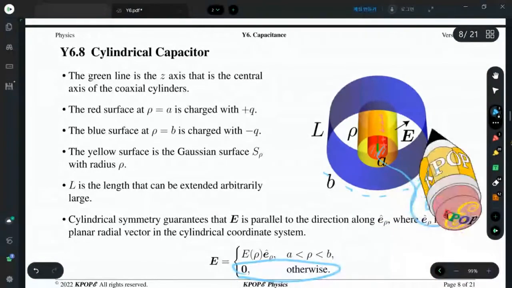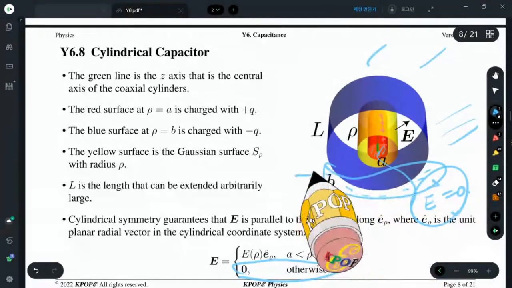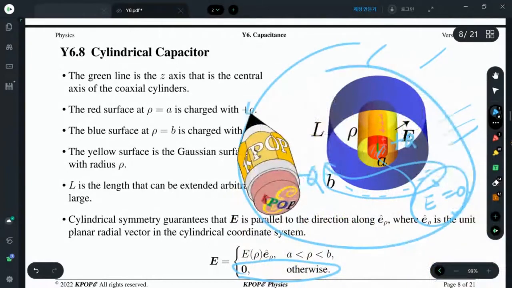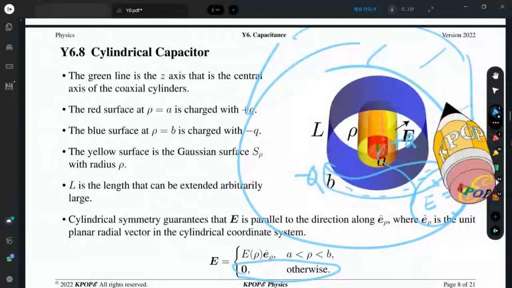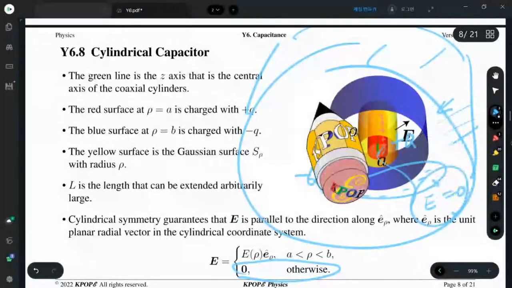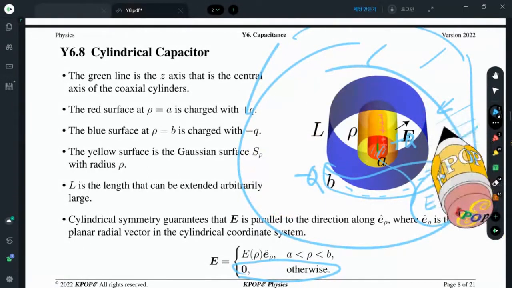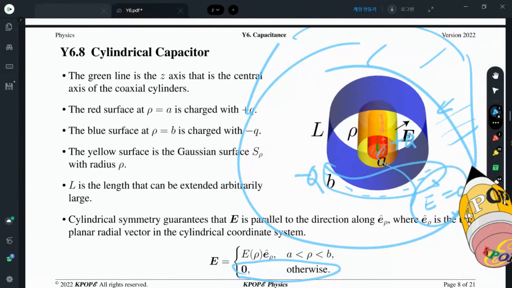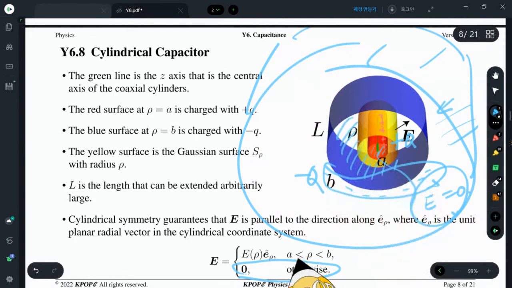Outside, because it is negatively charged with minus Q, and here we have plus Q, we can introduce a Gaussian surface. If you look at this object, the net charge contained by this Gaussian surface is 0. So outside, the electric field is also vanishing. Therefore, the electric field is isolated in the region between the radius a and b.